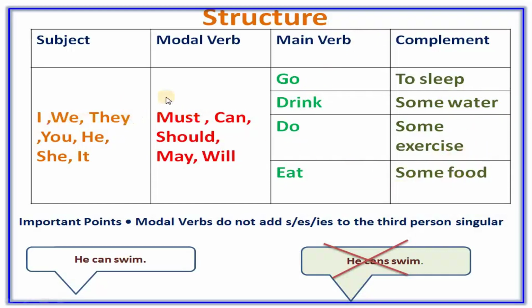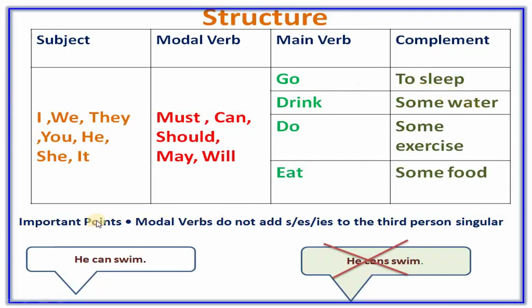See here, I go to sleep. That is the first person without a modal verb. But using a modal verb, it means I must go to sleep. We must go to sleep. They must go to sleep. Like that. I can go to sleep. You can go to sleep. He can go to sleep. Like that. So using these subjects and modal verbs, you need to frame the sentences.